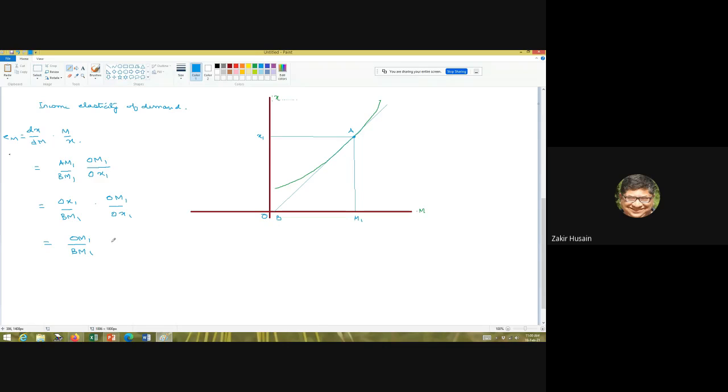Now, what is this? Greater than 1, equal to 1 or less than 1? Greater than 1. OM1 is the whole and BM1 is just a part of it. So this is greater than 1. So here, if you do the income demand, this tangent, or rather we can say B is to the right of the origin. What is income elasticity? It is greater than 1.